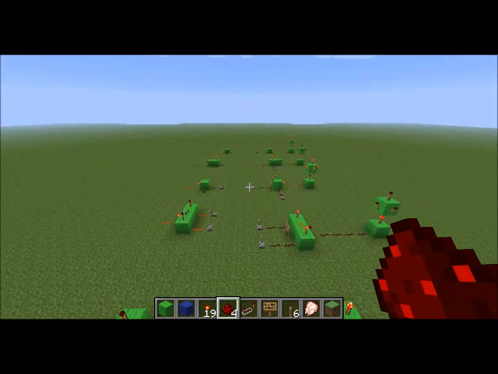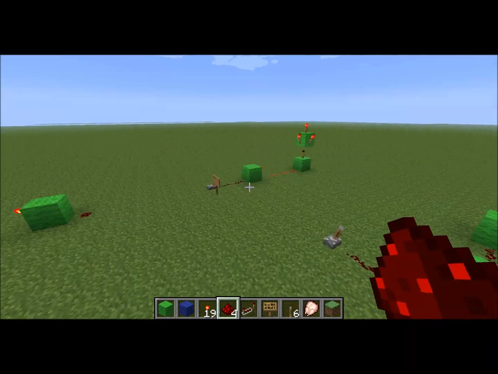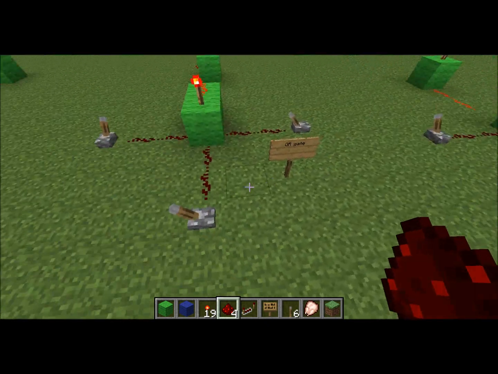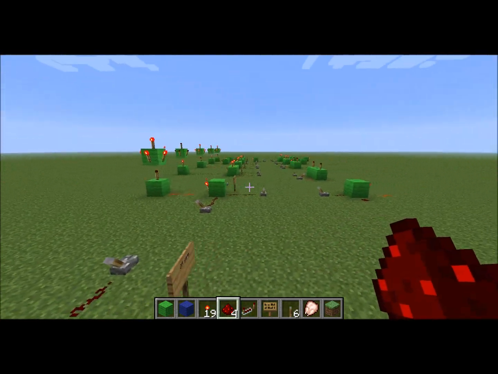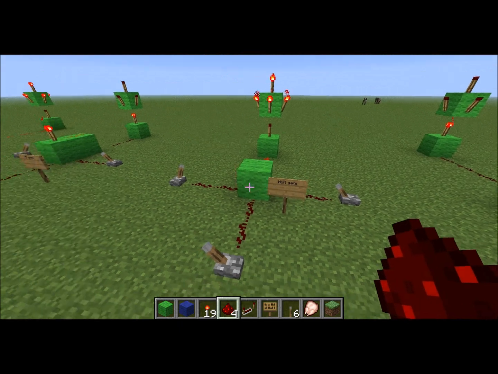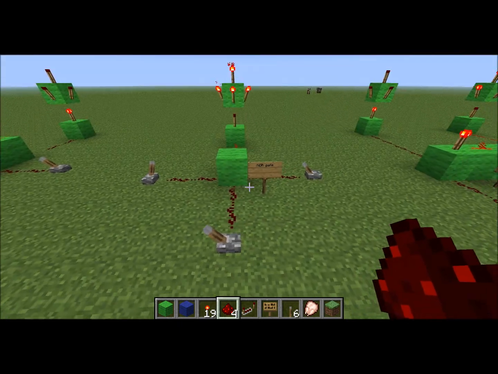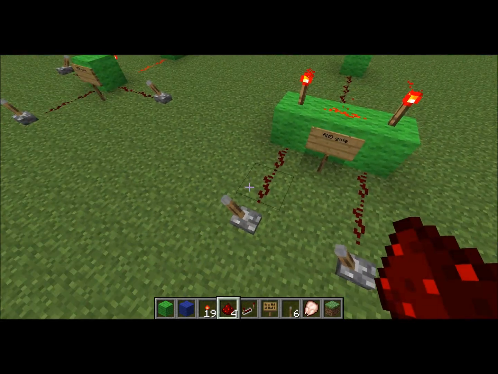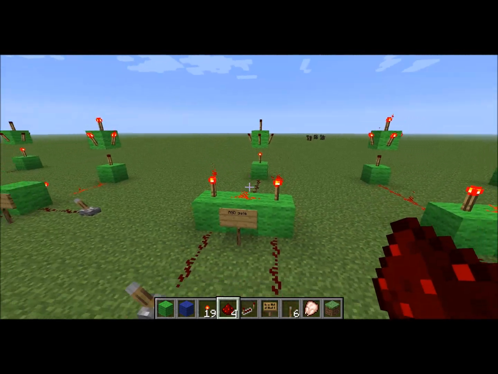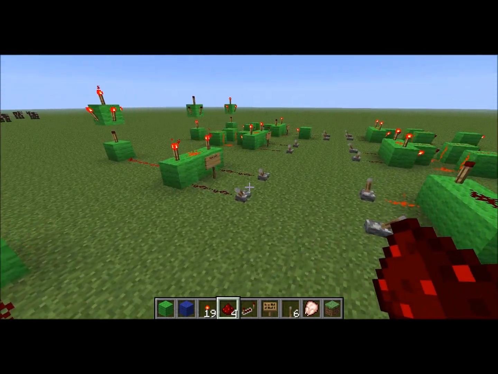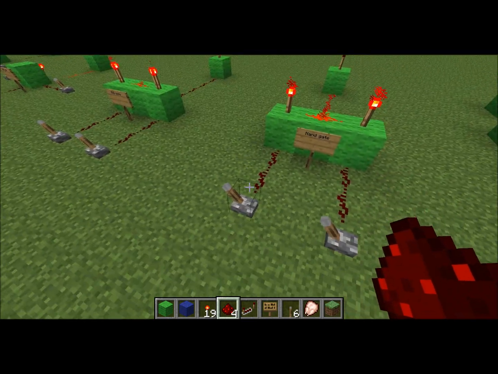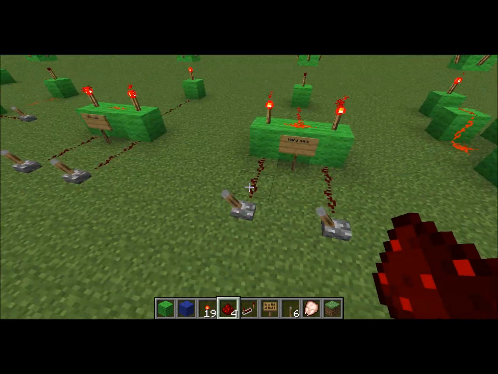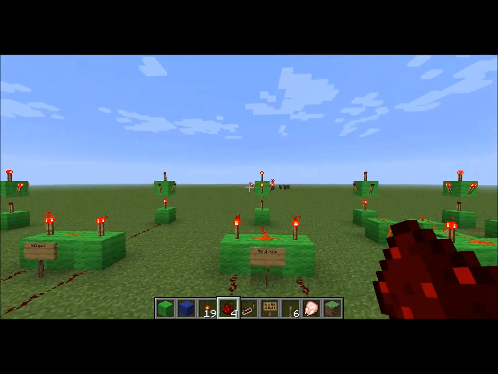So let me just review one more time in case you missed anything. NOT gate inverts the signal. OR gate, if any of these are on, that is on. NOR gate, oh, that OR gate, NOR gate. In a NOR gate, if any of these are on, that is off. In an AND gate, these two must be on for that to be on. If any of these are off, then that is off. A NAND gate, if both of these are on, then that is off. If any of these are off, then that is on.